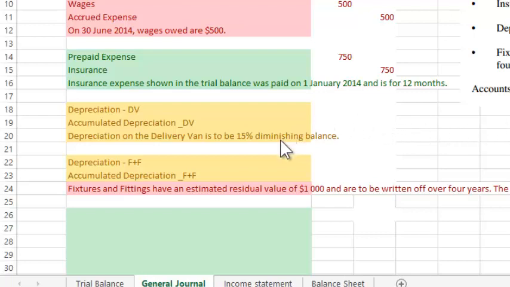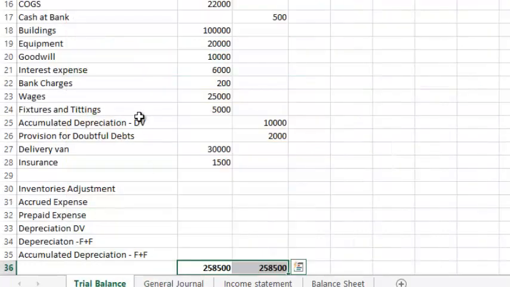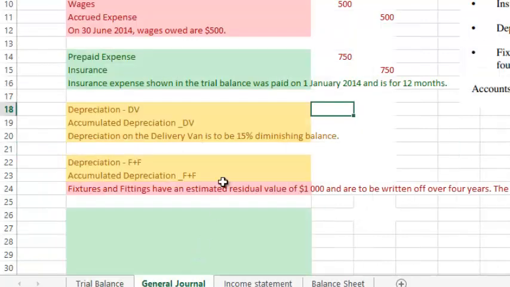Now we're going to do the depreciation entry. What we need to find out is the diminished balance of the delivery van. So let's have a look at the trial balance for that. On the trial balance, we'll find that the delivery van's worth $30,000 and the accumulated depreciation of the delivery van's $10,000. So we've got to take away the $10,000 from the $30,000 and get $20,000, and $20,000 multiplied by the 15%, and you're going to get $3,000. So when you multiply that by that, remember we've got to do 15%, we have $3,000 for depreciation and $3,000 for accumulated depreciation.